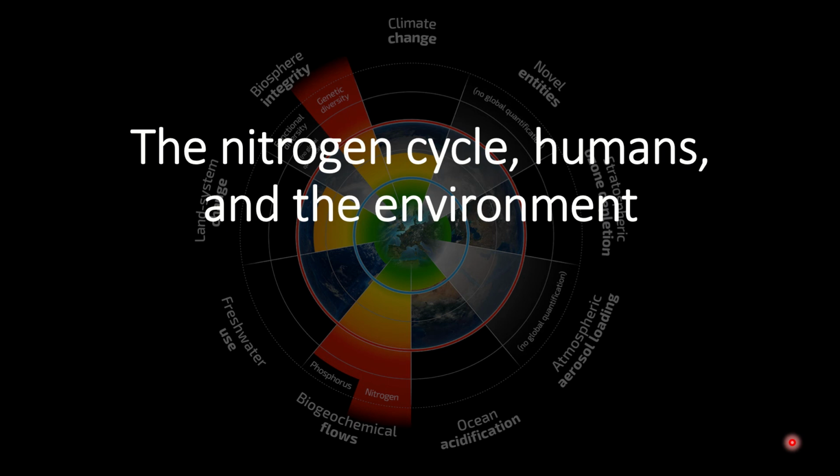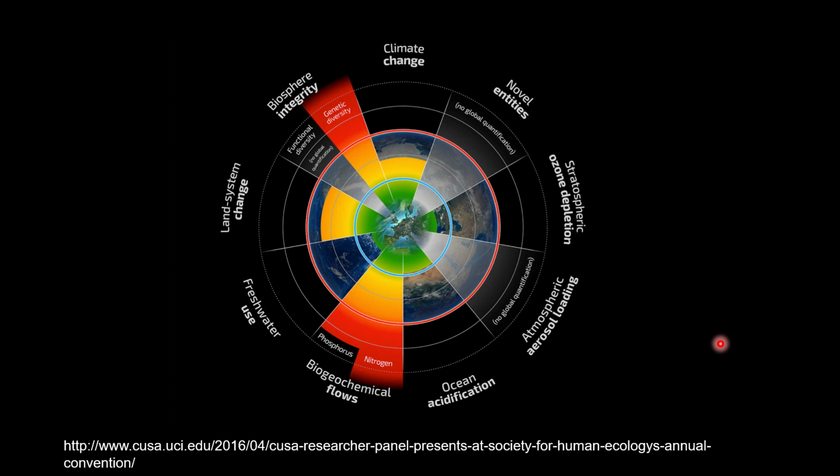In this final video, we're going to talk about how human activities cause imbalances in the nitrogen cycle that can have environmental effects here on Earth. And so some scientists have started referring to this as a new era for Earth called the Anthropocene.